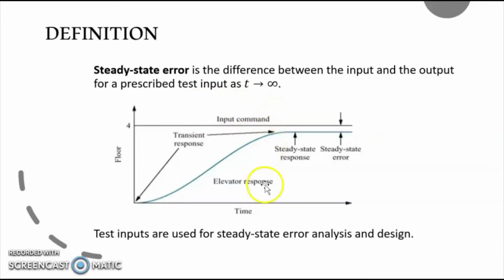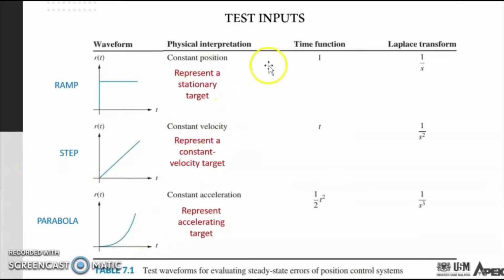So to do that, there are test inputs that are used for steady state error analysis and design. To determine whether your system can reach a certain level, we need to test it. There are a few test inputs that we can put into it. So these are the test inputs. You have 3 options here.